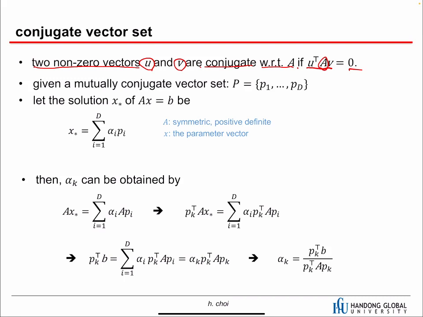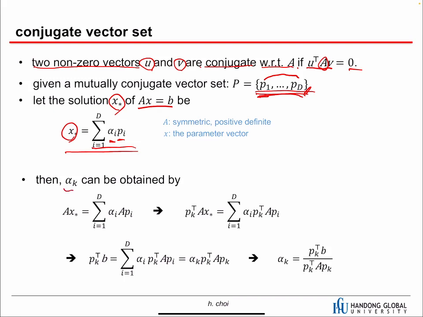Given a mutually conjugate vector set, let the solution of this equation be x star, and x star can be obtained by this one. This is a vector, and alpha i is the weight. So any vector can be represented as a weighted sum of these basis vectors, because in d-dimensional space, if we have d conjugate vectors, then these vectors are basis vectors. So this optimal solution can be represented as the weighted sum of these basis vectors.